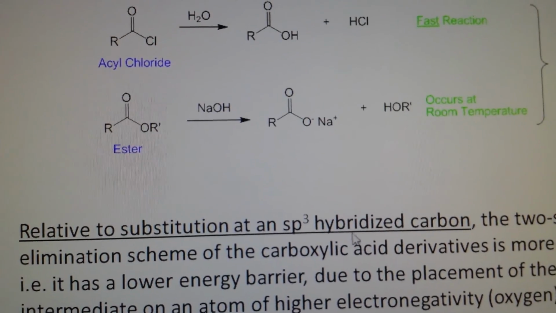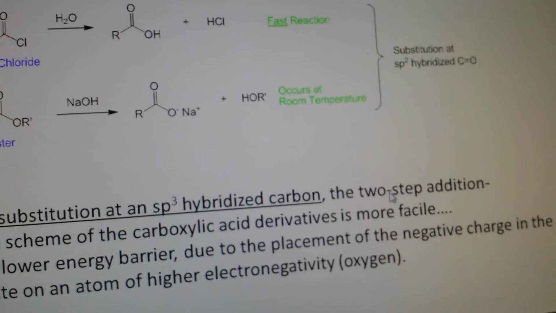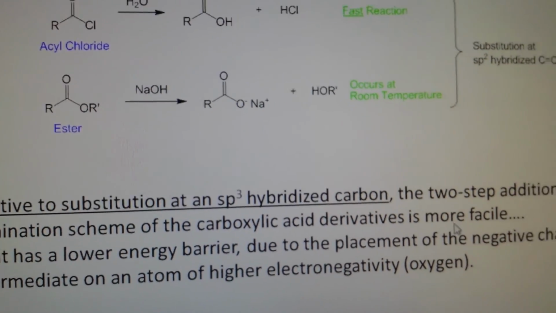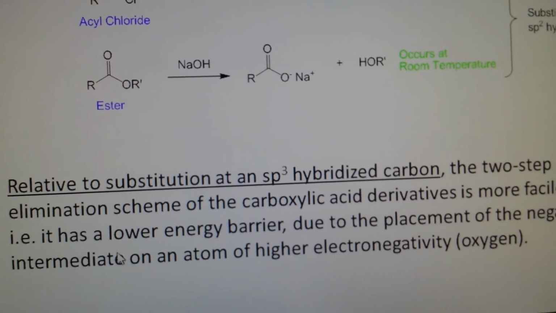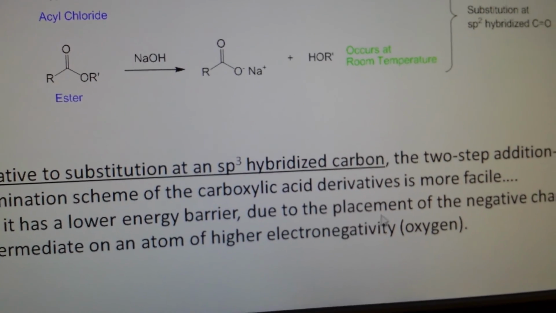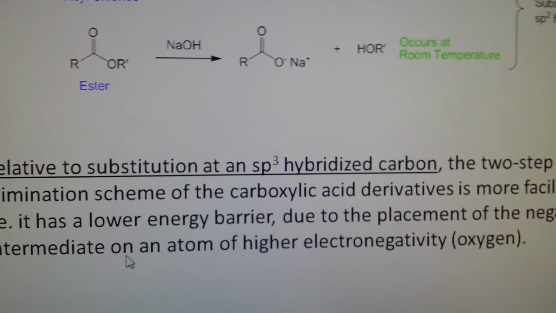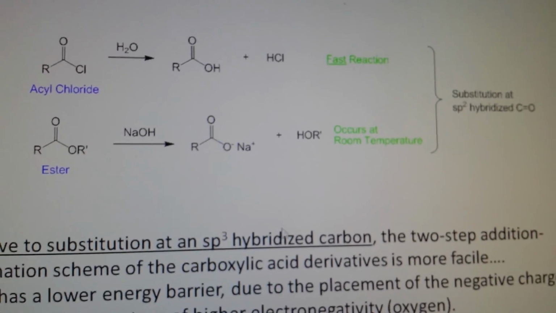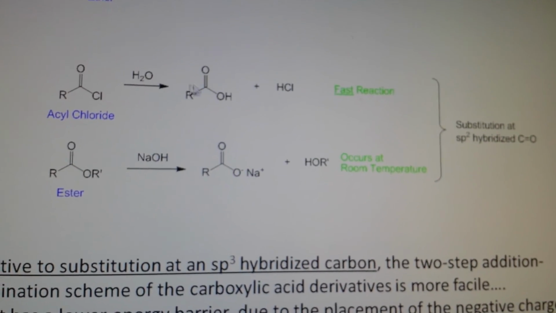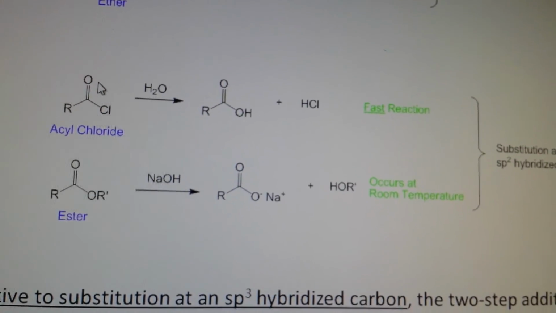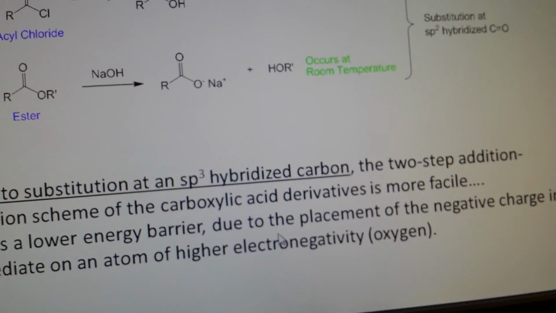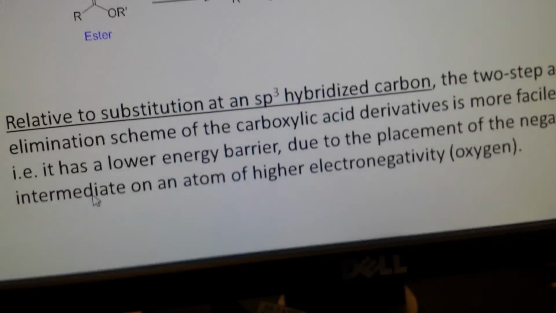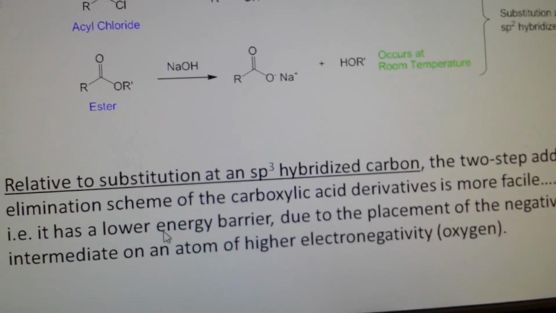So what have you seen? Substitution at sp3 hybridized carbon is slow. The two-step addition elimination scheme of carboxylic acid derivatives is more facile. That is slow, and this has a lower energy barrier due to replacement of the negative charge in the intermediate on an atom of higher electronegativity, oxygen. So we're talking about the negative charge on this oxygen, with higher electronegativity.